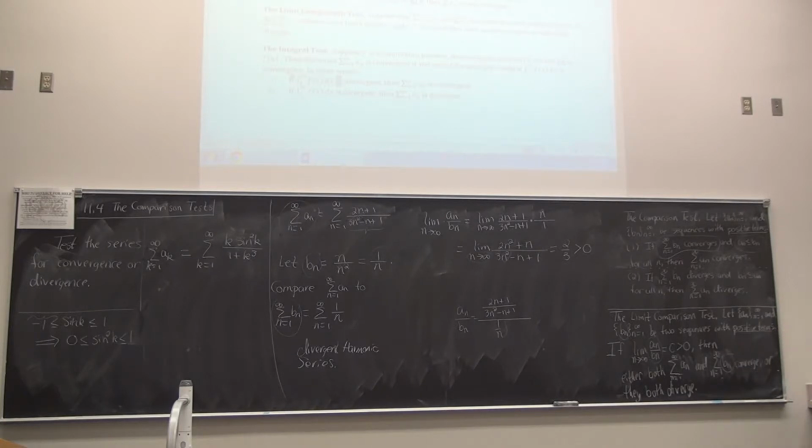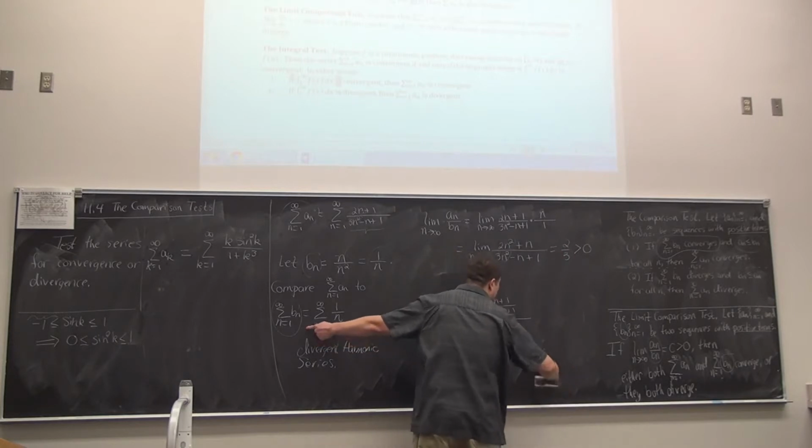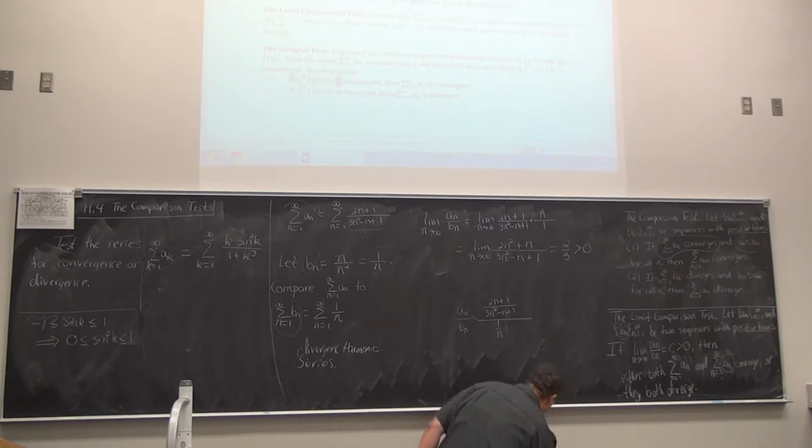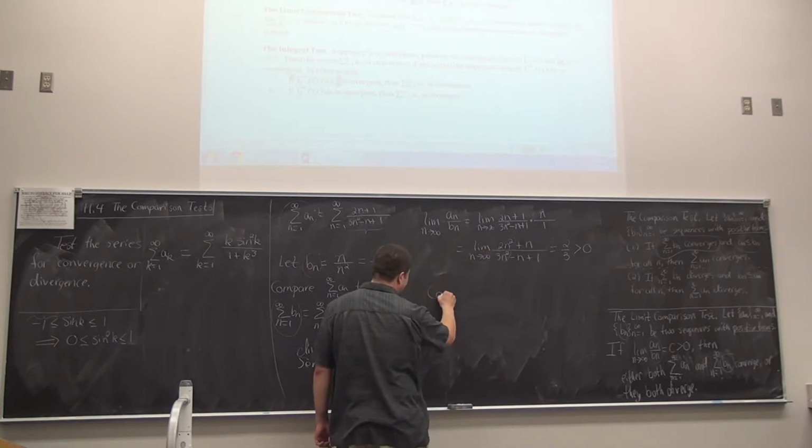Either both series converge or they both diverge. That's where the work over there, saying we had the divergent harmonic series, is helpful. Since this was divergent and the limit came out to something positive, we can now say the original series diverges. So this is our conclusion, finally.